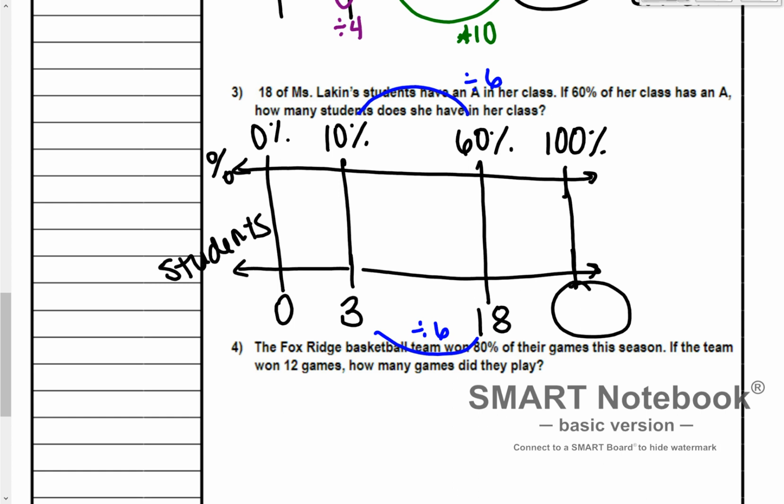Okay, now I can go from 10% to 100 times 10. I would do the same thing with that 3 times 10 to get me a final answer of 30 students.